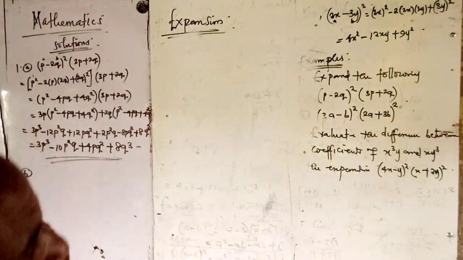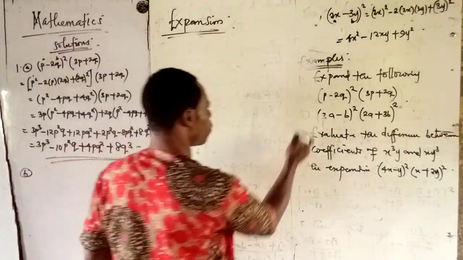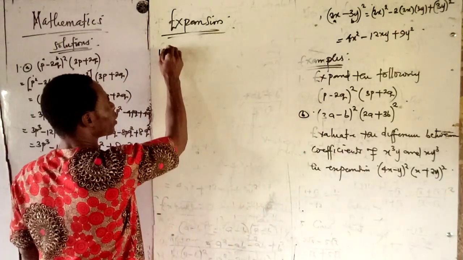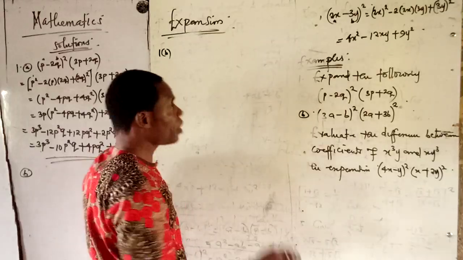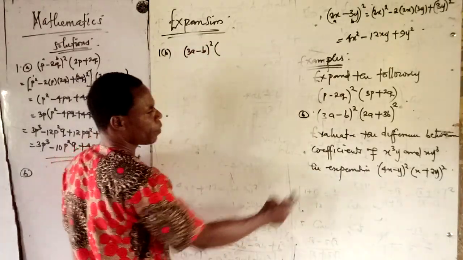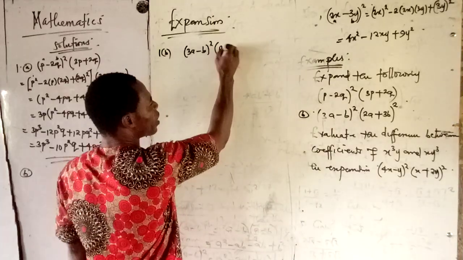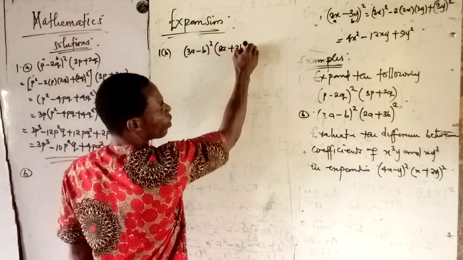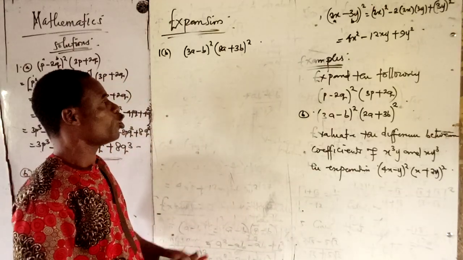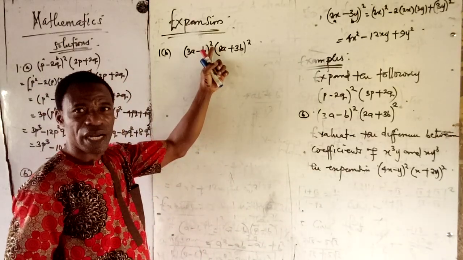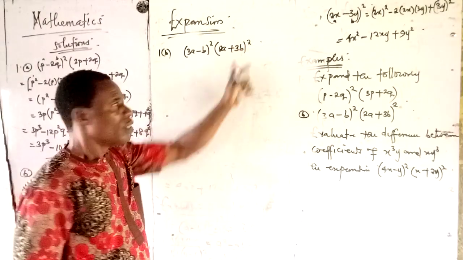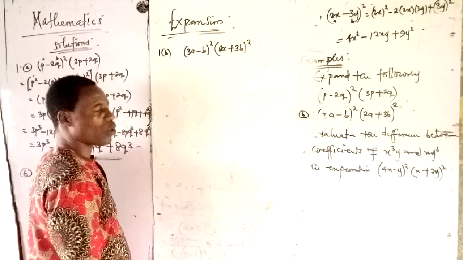Now we move to question 1B. For question 1B, this is 3a minus b all squared, and we have 2a plus 3b all squared. If you look at the elements of the expansion, you would have seen that this has a square, while this has a square also. Okay? Now we are going to do it accordingly.